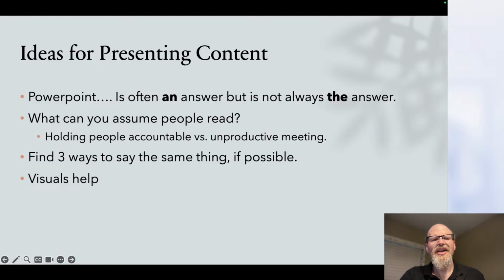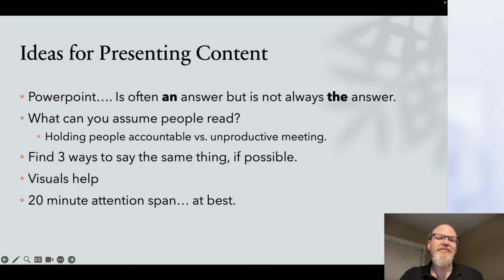And all 4 of these things really speak to this 5th bullet, which is that people have about a 20-minute attention span at best. This video right now has been going about 18 minutes, and that means that I'm right up against that attention span limit. And I'm not planning on doing more than 10 more minutes, because otherwise I will lose everyone's attention. So plan for that 20-minute period.